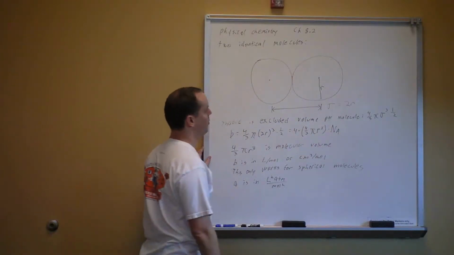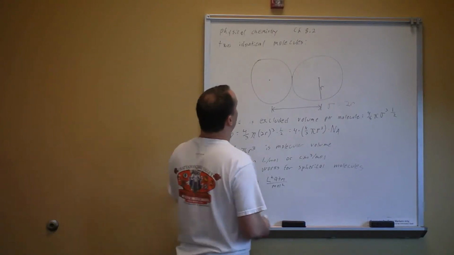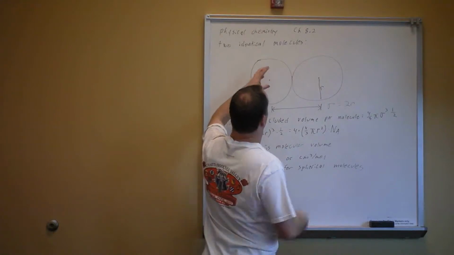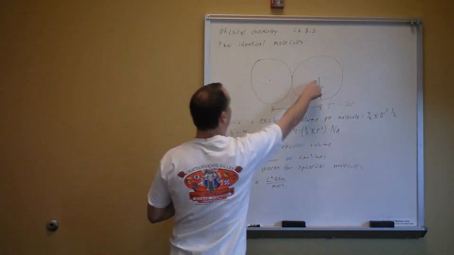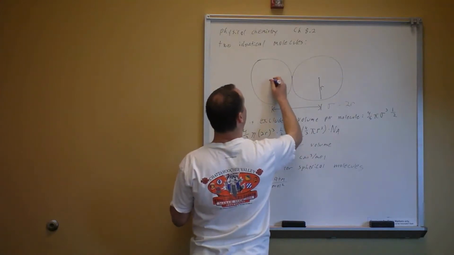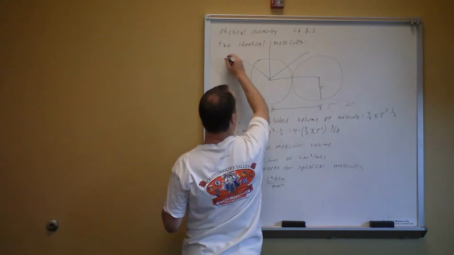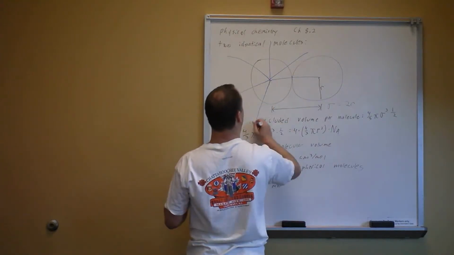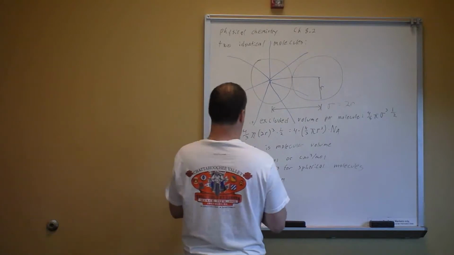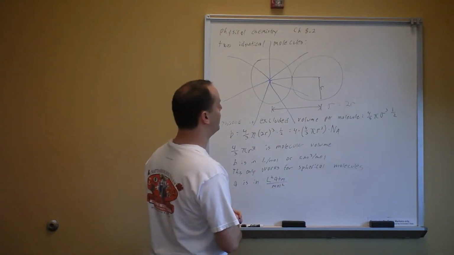We're going to call that delta. Now, what that means is the volume for this molecule that another molecule can't be in, as far as the center goes, is actually all like this, all the way out to twice the radius in all three dimensions, coming out this way, etc. So this is what we call the excluded volume per molecule.